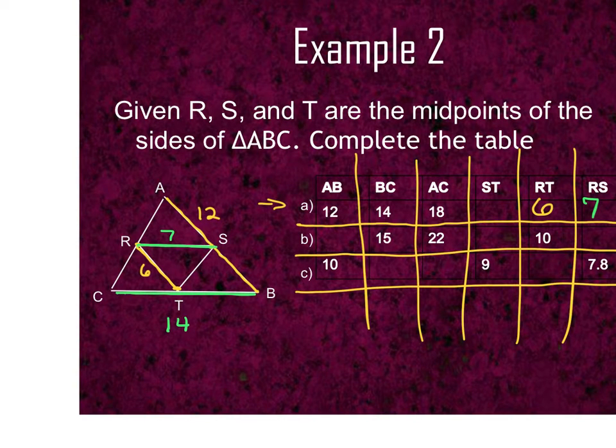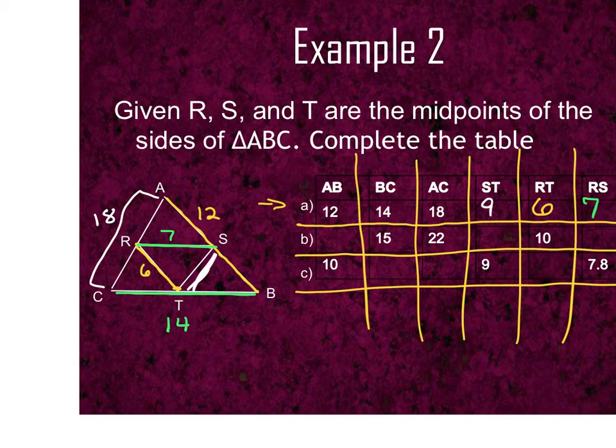And then lastly, AC is equal to 18, which is over here. And it's parallel to this midsegment, ST. So half of 18 is going to be 9.